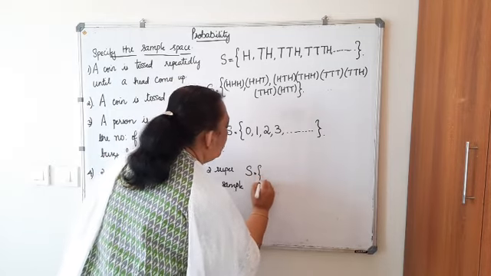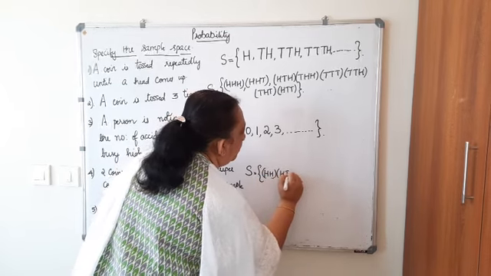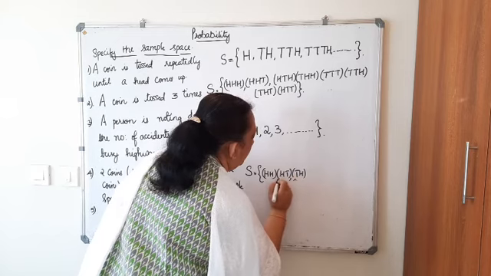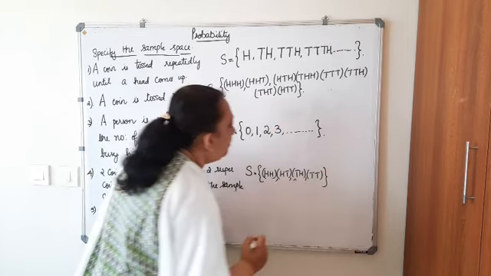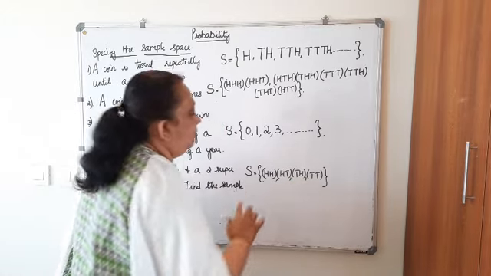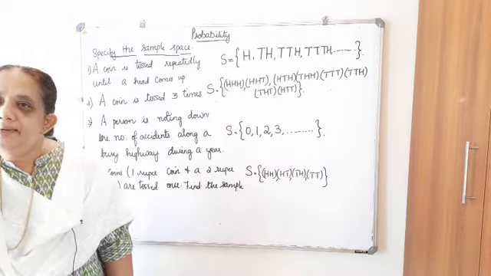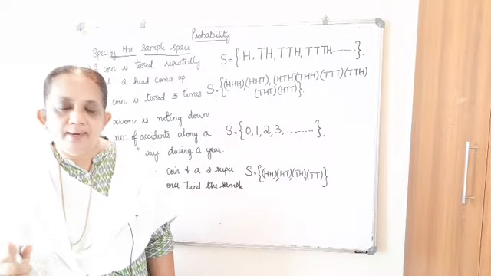It is equal to HH, HT, TH and TT. Now, what is the meaning of HT and TH? Are they the same? HT means head shows first and then tail. TH means tail shows first and then head.